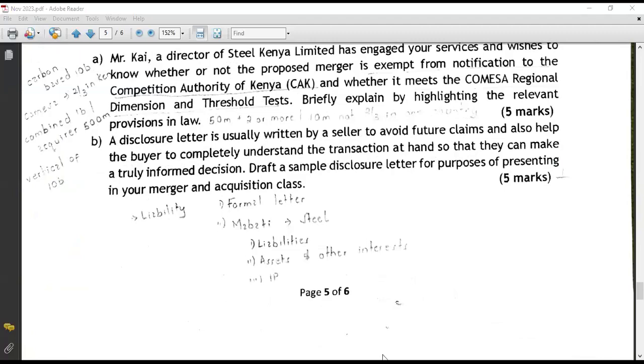So I know you did not draft. I usually like you to draft and send me. Yeah, I see. But since you did not do that, let me project one I have here.